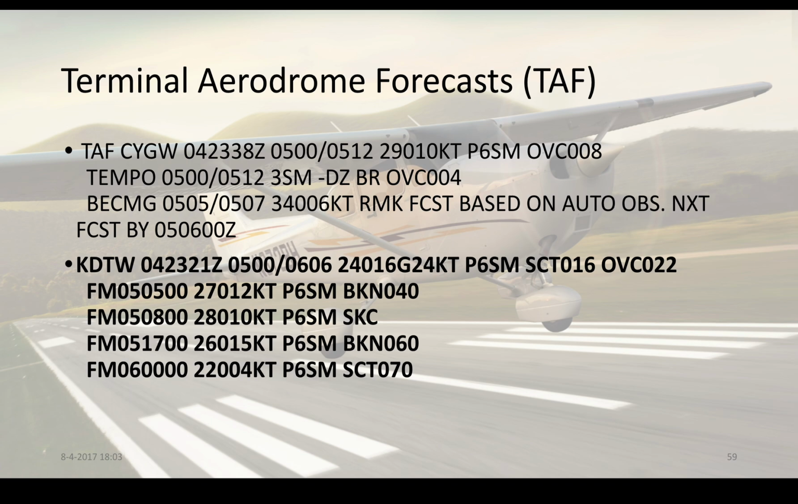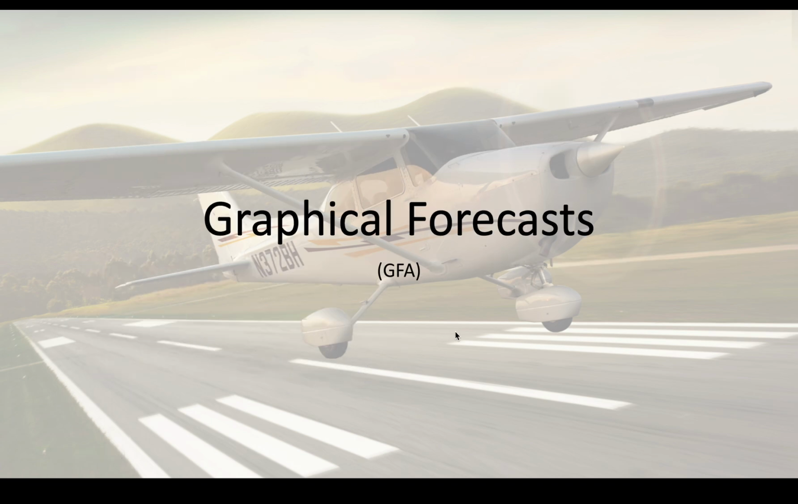But for the most part, it looks like the wind's out of the west-southwest, and better than 6 miles visibility the whole time. Low clouds for the first forecast period at 0500 Zulu, then at 0800 Zulu, sky's clear. Then at 1700 Zulu, broken again at 600. And then at 0000 Zulu, scattered clouds at 7,000 feet. So this is a very useful thing to use as well. The TAF is a super useful one to use.